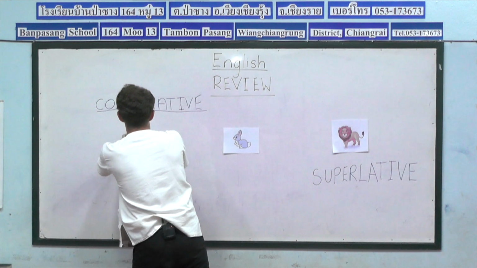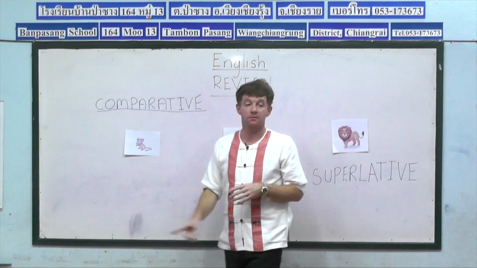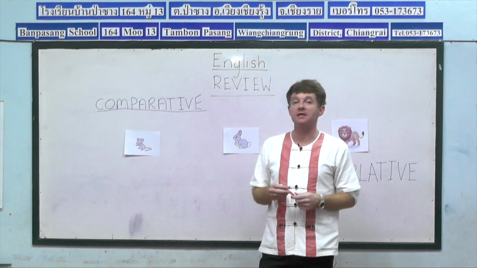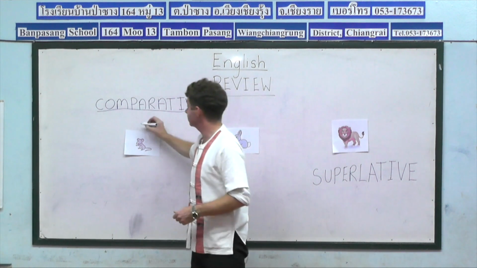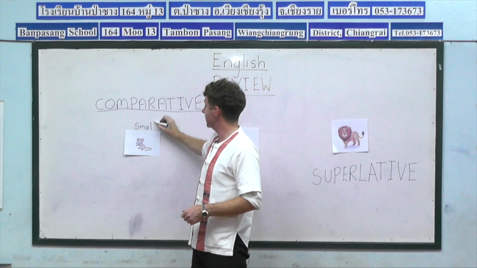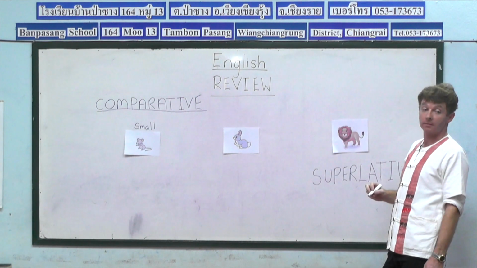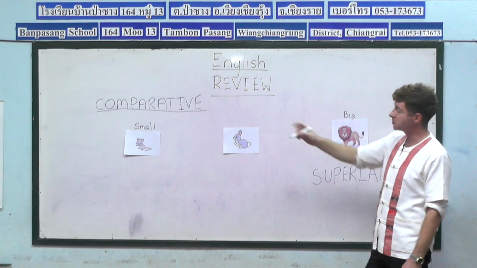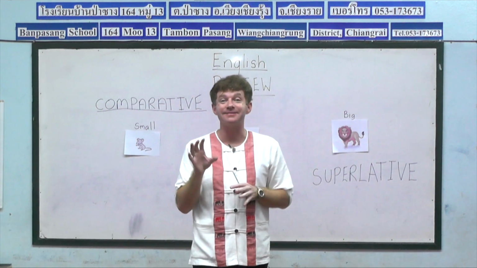Let me just straighten our mouse. Okay, so mouse, rabbit, lion. So let's see how we can turn these into comparatives first of all. So for mouse, we can write small. S-M-A-L-L. And for lion, what can we write? Not small, big. B-I-G. Okay? Small, big. And these words are what are known as adjectives.